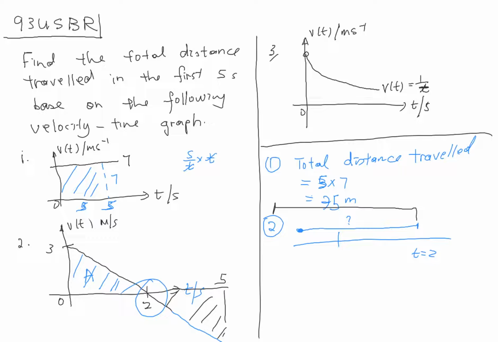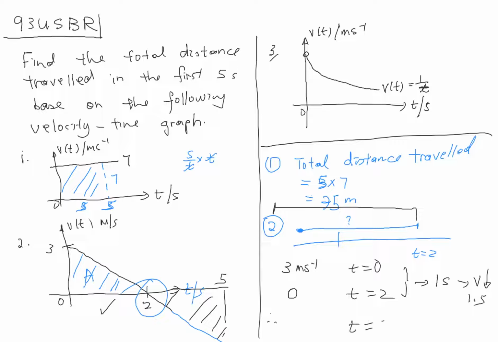You look at here, 2 seconds. In the first 2 seconds, it starts from 3 meters per second at t equal to 0. Then it dropped to 0 at t equal to 2, linearly, correct? That means I can conclude that each second, the velocity dropped by how much? 1.5, correct?